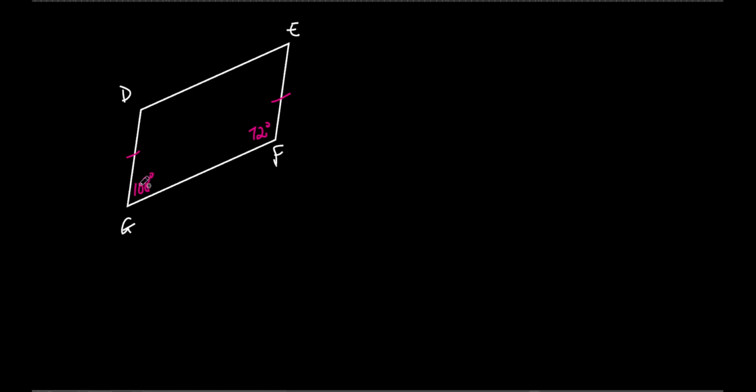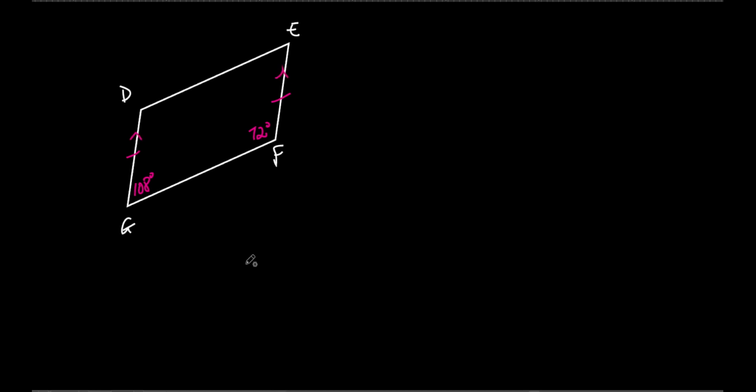But why'd they give you this? Why'd they give you 108 and 72? Well, what's true about 108 and 72? They're supplementary. They add up to 180. Exactly. Now, what does that mean, though? So if this and this are supplementary, look at this. This is our transversal, and these would be what kind of lines? They would be parallel lines.